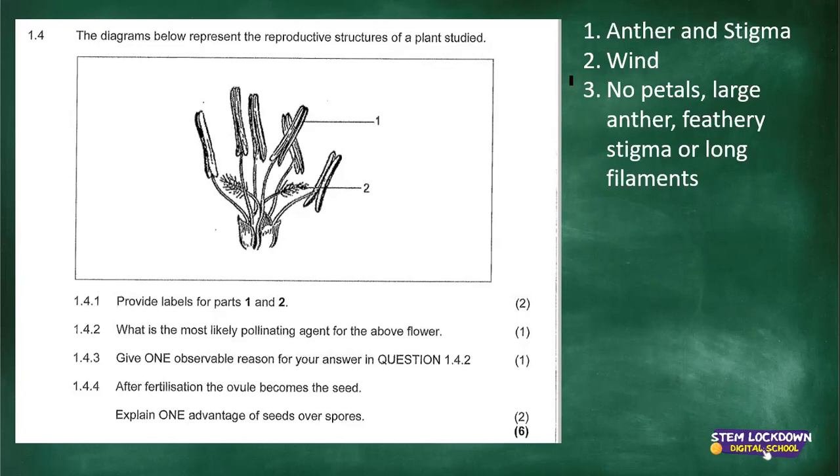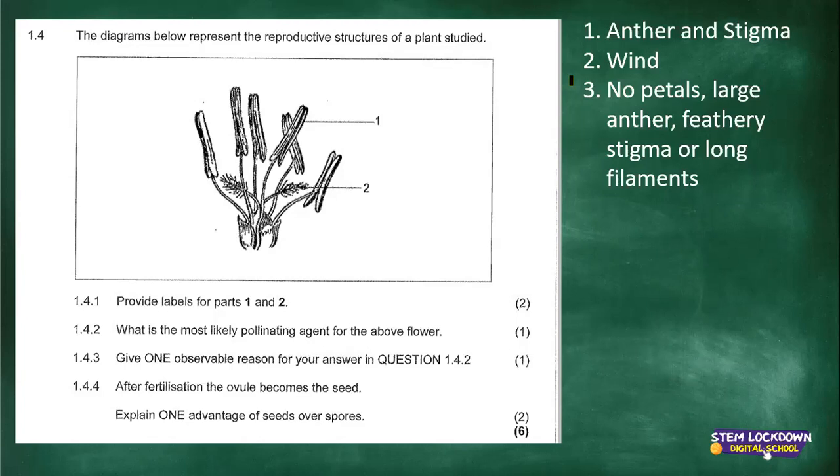So we'll just provide an answer. The reason why it is most likely that wind will be the pollinating agent is because in this plant here, there are no petals. There's this very large anther. There are feathery stigma or long filaments. So it makes it easy, like if the wind blows over, it can fly.